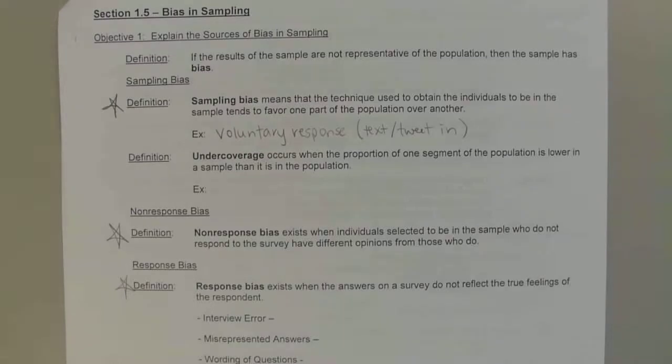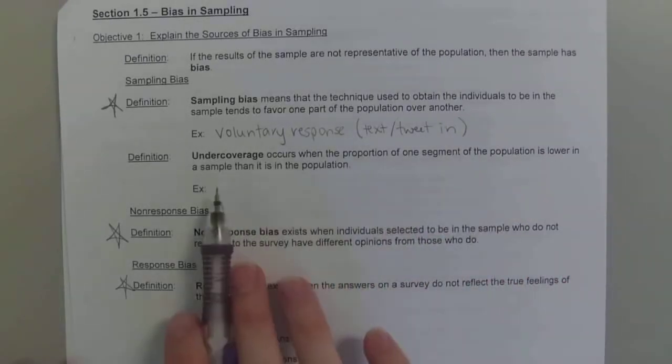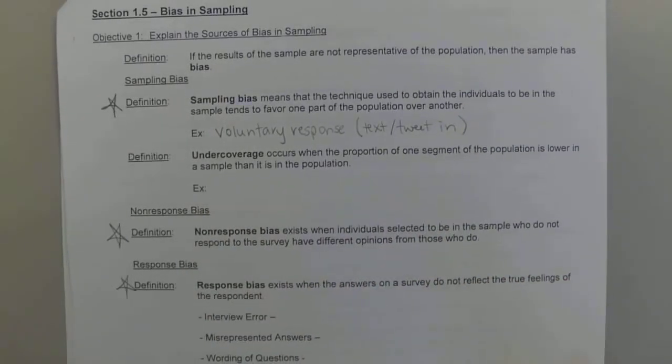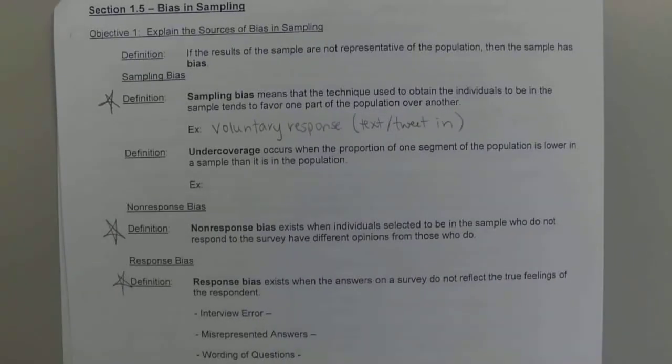So what is another type of sampling bias? Undercoverage falls under sampling bias, okay? It's when the proportion of one segment of the population is lower in a sample than it is in the population. So basically, you don't do a good job of covering everyone, okay?